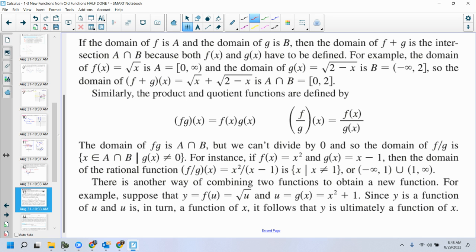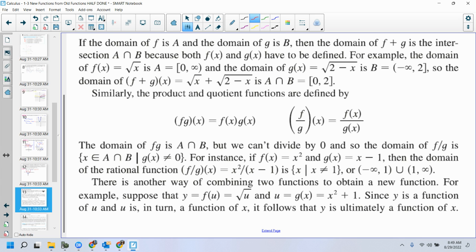Okay, we have to be very careful about that. But f plus g, f minus g, f times g, you just have to think about the intersection of the two domains. I have to think about those two domains and say, okay, how do they overlap, or how do they combine to get one full domain? Because they have to satisfy both of the requirements.